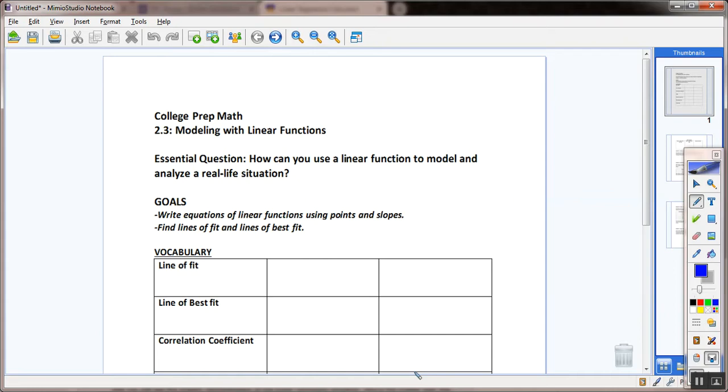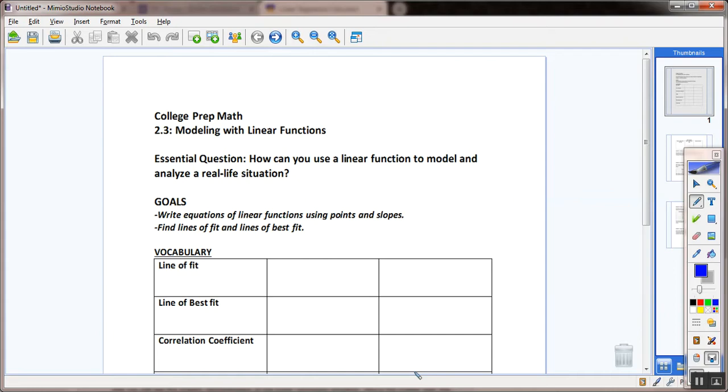Volunteer to read that for me. How can you use a linear function to model and analyze a real-life situation? Okay, so linear function. What do you guys know about linear functions? That's a straight line. Okay, straight line, that's one thing. Any forms that you know? Slope-intercept form is one of them. We'll look at some more here in a little bit. We'll get you refreshed on some things, okay?